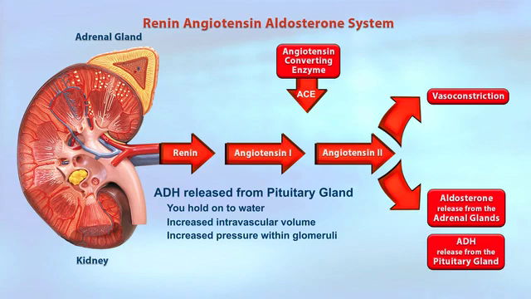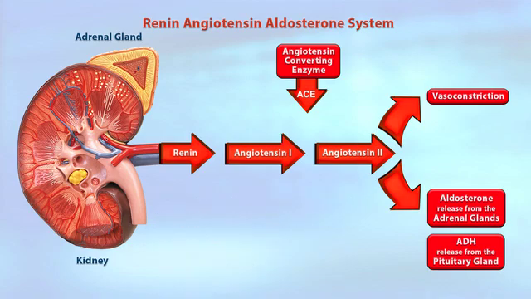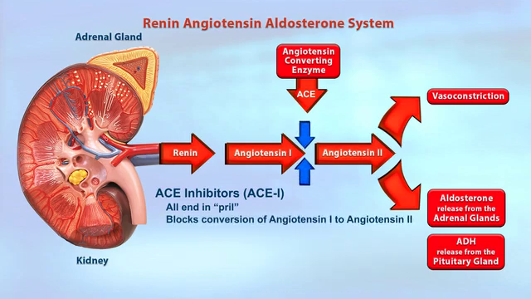So let's talk about a couple of medications. First medication I want to talk about has to do with ACE inhibitors. ACE inhibitors all end in pril, P-R-I-L. All right, they all end in prils. And an ACE inhibitor blocks the conversion of angiotensin 1 to angiotensin 2.